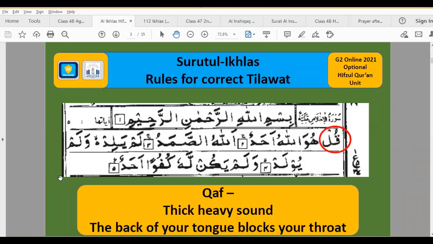So the first thing that's circled in this surah is the letter Qaf. Okay, now the letter is Qaf. This is a thick and heavy sounding letter. Okay, and the way to make this sound is that the back of your tongue should block your throat as you read this letter. Okay, so if you think about it, when you make the sound, you take the back of your tongue and it kind of touches the top of your throat at the back. Okay, off, off. Okay, very thick and heavy sounding letter. So that's the first thing that we have to be careful of.